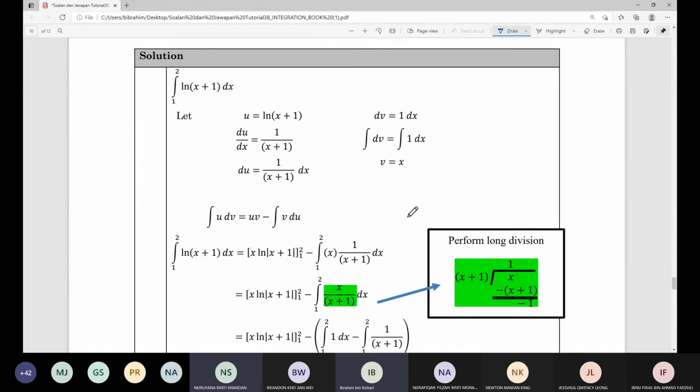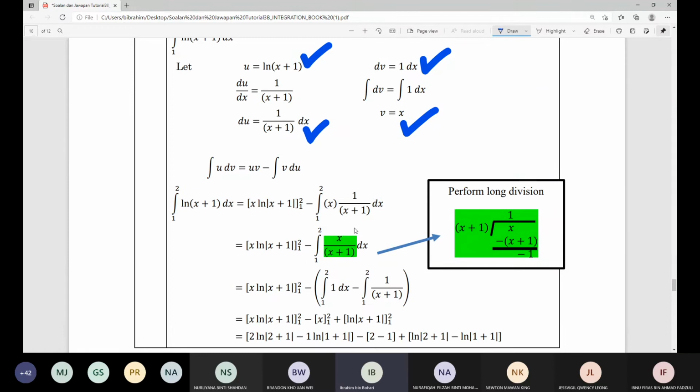Okay, question 9. ln(x plus 1). So u equals ln(x plus 1), and find du over dx equals 1 over x plus 1, so du equals 1 over x plus 1 dx. And dv equals 1, and v equals x. So the method here is integration by parts. uv is x times ln(x plus 1), minus the integral of x times 1 over x plus 1.